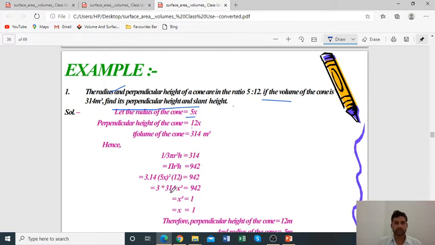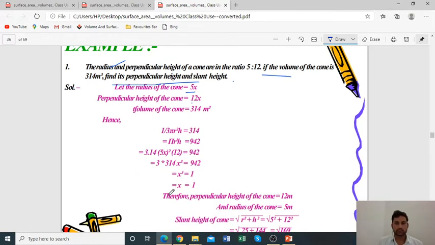So 314 x cube equals 942. So x cube equals 1. So x equals 1. So the perpendicular height of the cone, putting in the x value, we find the perpendicular height is 12 meters and the radius is 5 meters.